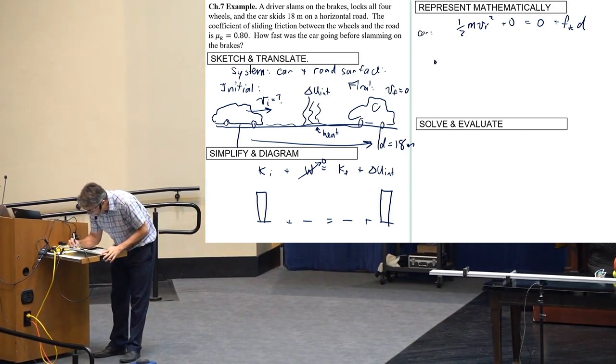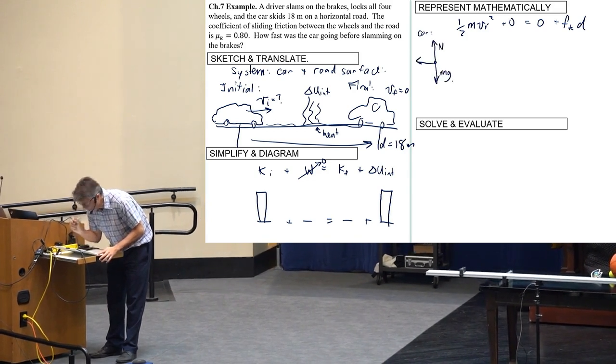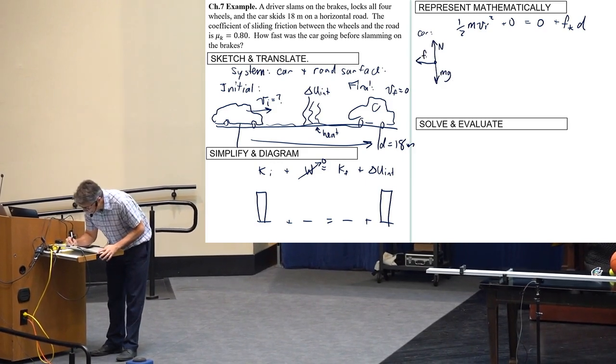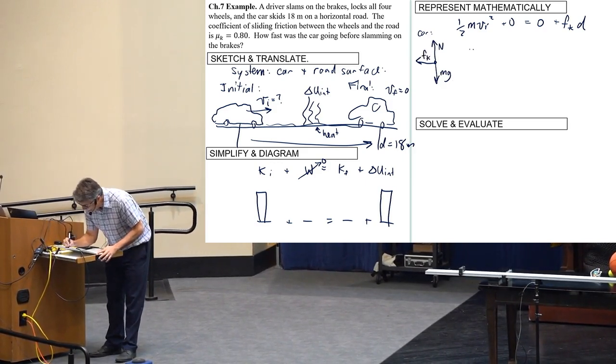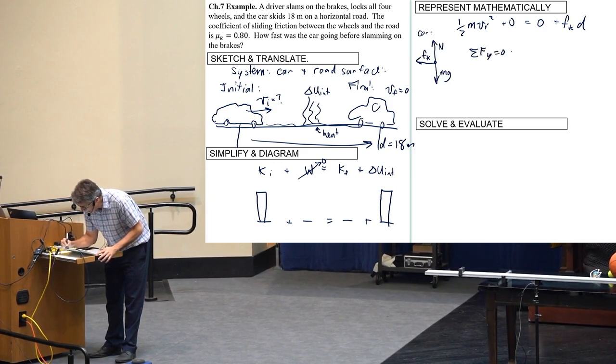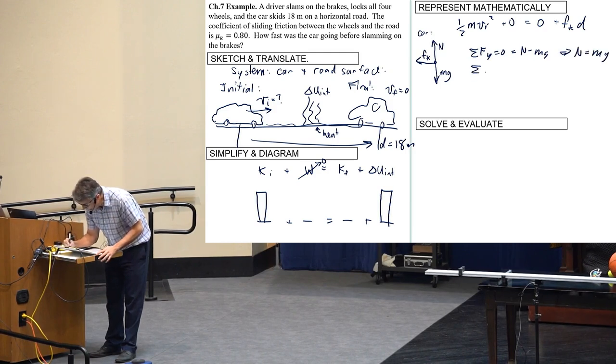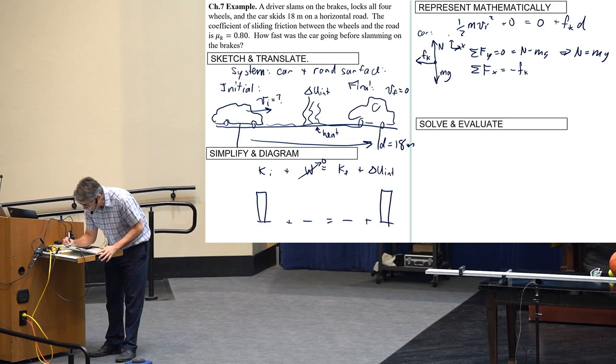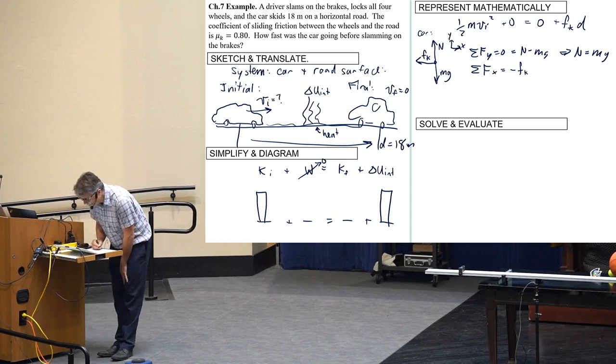The car free body diagram looks like this. You've got the normal force, you've got mg, and I bet that's where the m is going to go away from. And then you've got the kinetic friction force. The sum of all the forces in the y direction is equal to 0. That's equal to n minus mg. So that means that n equals mg. The sum of all the forces in the x direction is going to be negative f sub k, if you define x to the right and y to be positive. So that's just equal to m times a sub x.